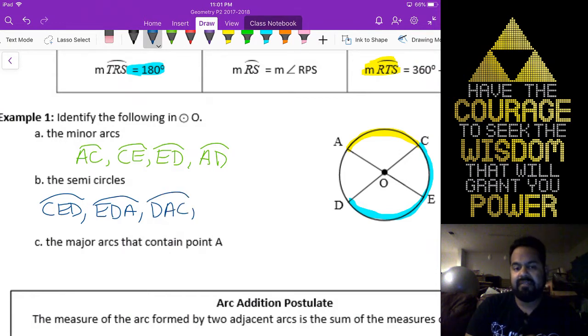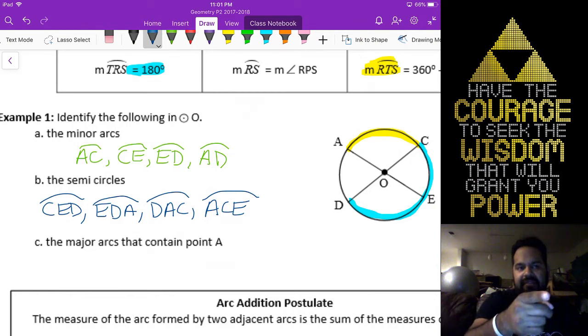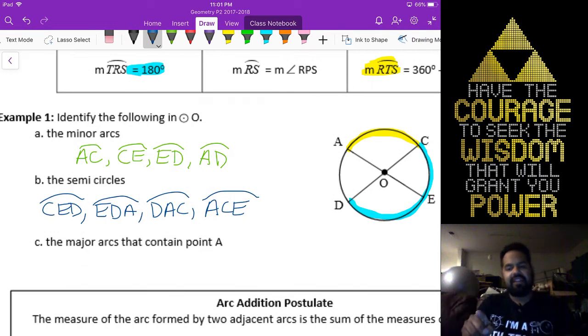And lastly, I can do ACE. Now, if you're wondering, could you switch the order of the letters around? Yes, you can go in the opposite direction. You could have said DEC. So I could have gone, oh, trying to mimic the video. Yeah, you could have gone counterclockwise or clockwise. The order doesn't matter, just as long as your middle letter tells you the correct direction you need to go, so that you don't mistake it for something else.